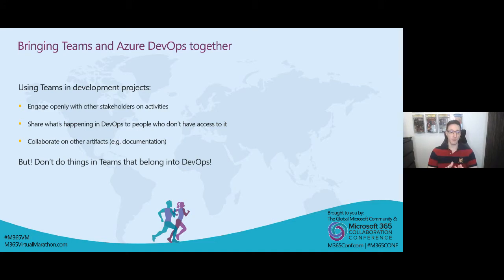Now, one very important thing before we move on and go to the demos: anything that should happen in DevOps should also remain in DevOps. So don't do things in Teams that you are already doing in DevOps. You don't want to duplicate the effort or create additional effort. If you're discussing a bug in Teams, then that might already be wrong. Maybe that information should go directly into DevOps. There may be cases where it makes sense, but you should have clear guidelines on when and how to do that.